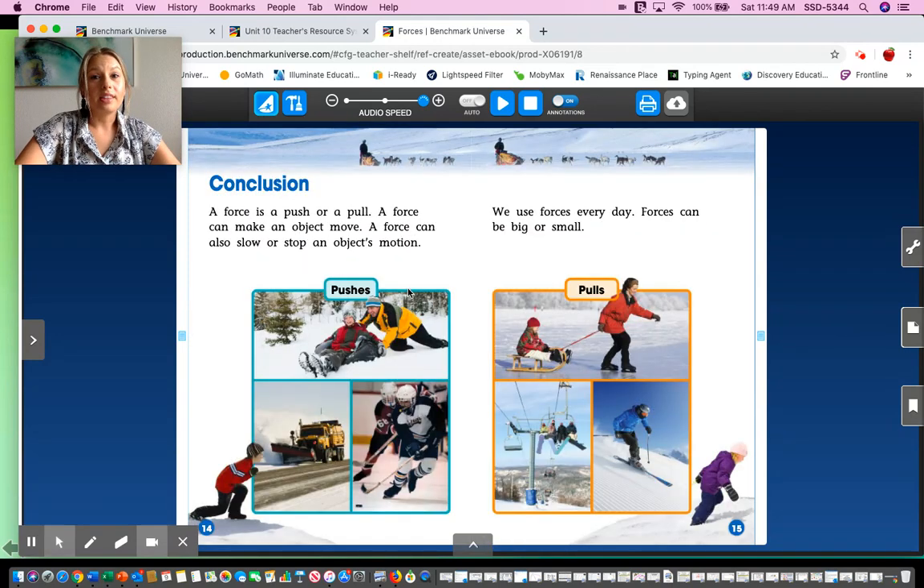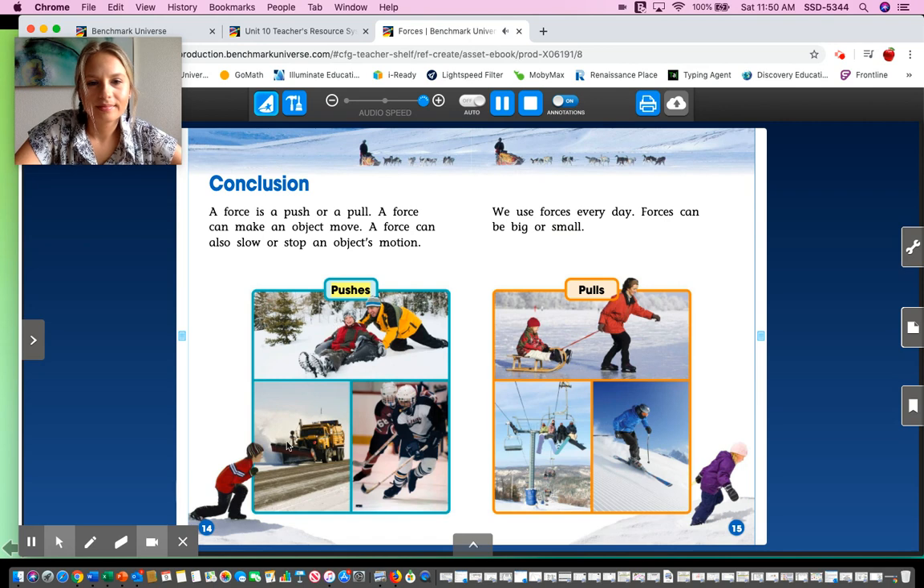We're at the very end. Conclusion. That means we're going to conclude everything we learned, and we're going to put it all on one page just to kind of wrap up what we learned. Conclusion. A force is a push or a pull. A force can make an object move. A force can also slow or stop an object's motion. Friction. We use forces every day. Forces can be big or small.